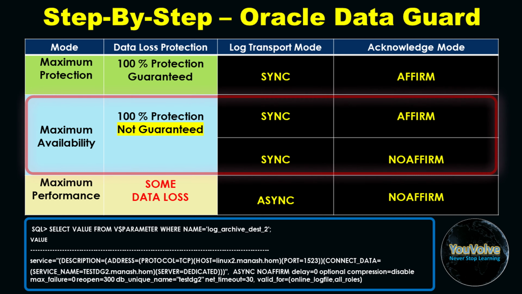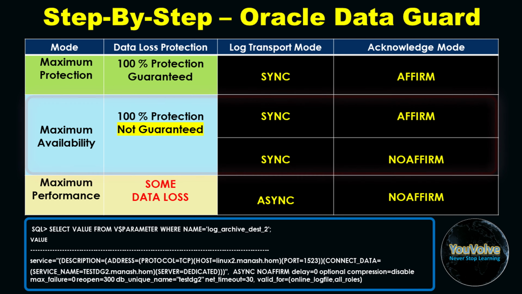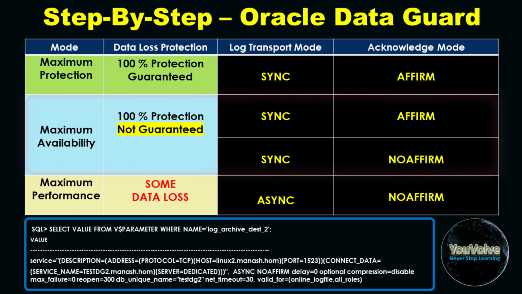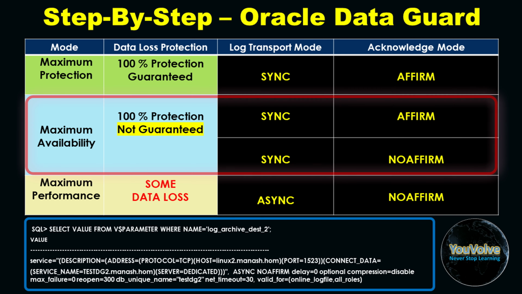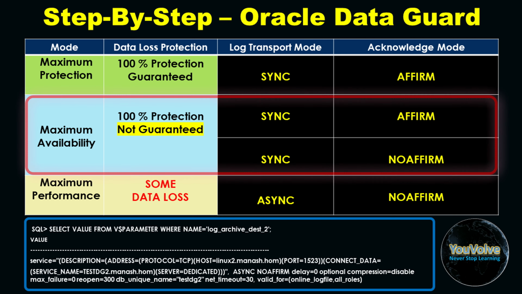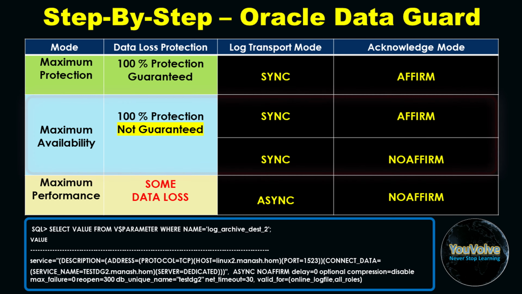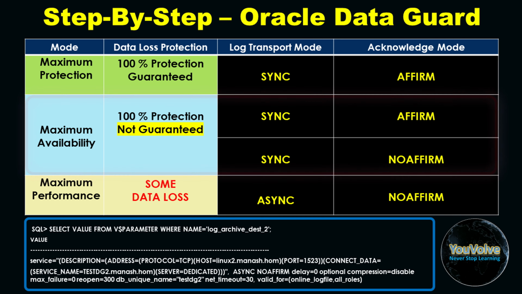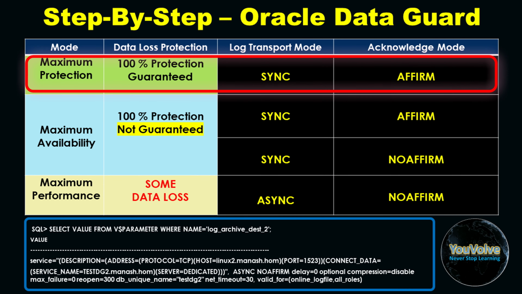When the standby is available or online again, it will change its operation mode to maximum availability again. So, under normal operations, this mode guarantees 100% protection against data loss if the standby is available, but does not guarantee the same if the standby was not available for some time. And finally, let's take the maximum protection mode.